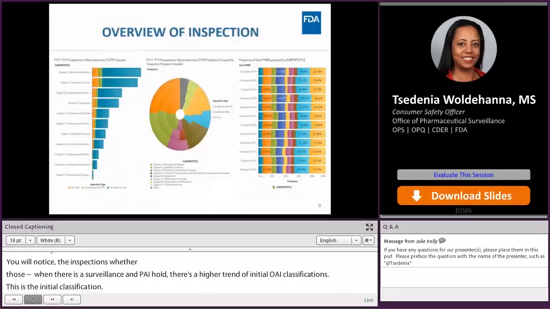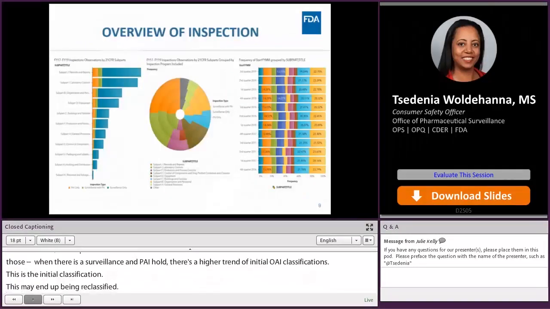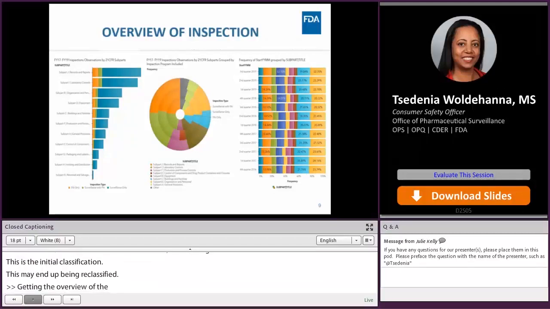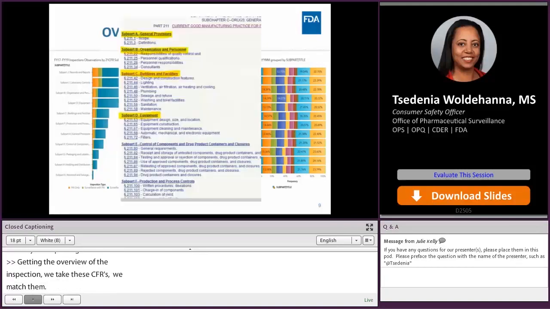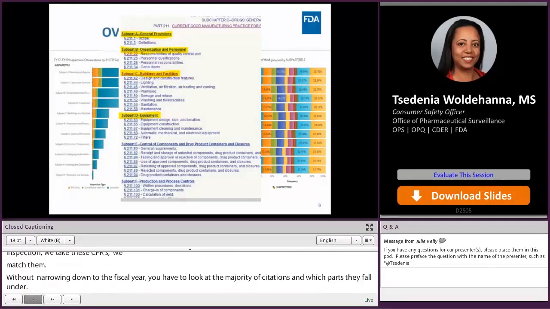Okay, so that's an overview of the inspections that we're looking at. When we take these pattern-matched 21 CFRs, we had over 20,000 citations that we utilized pattern matching to match to the 21 CFRs. But I'm narrowing down to fiscal year 2017 to 2019. We're going to take a look at what the majority of citations are and which subparts they fall under. When I say subparts, within 21 CFR Part 211, it's the major categories, the different highlighted parts. So those are the subparts that we're talking about.